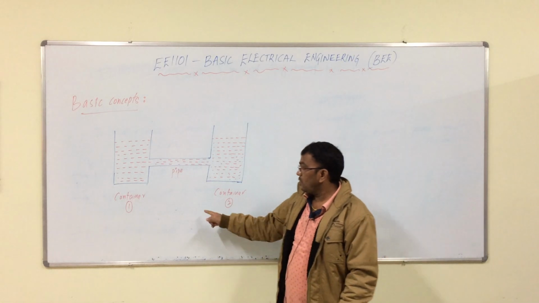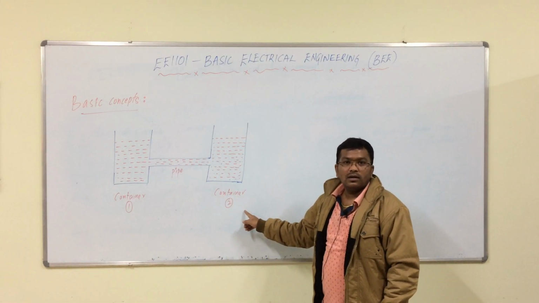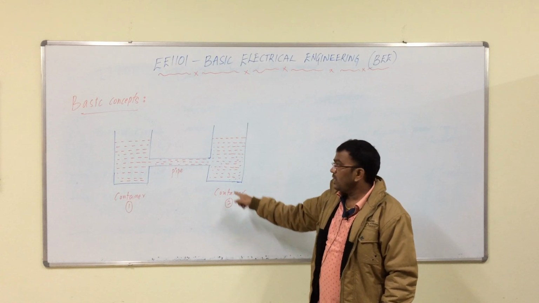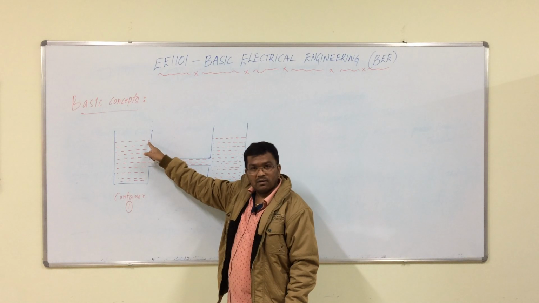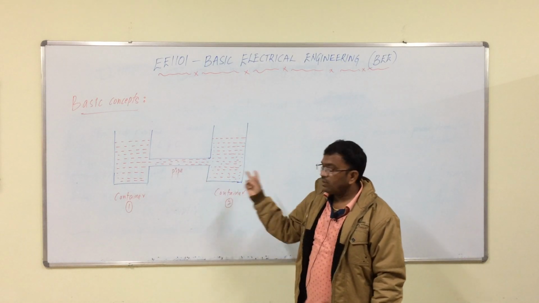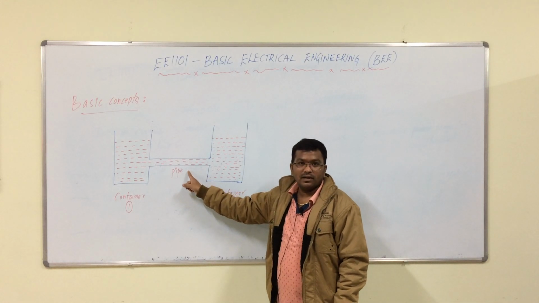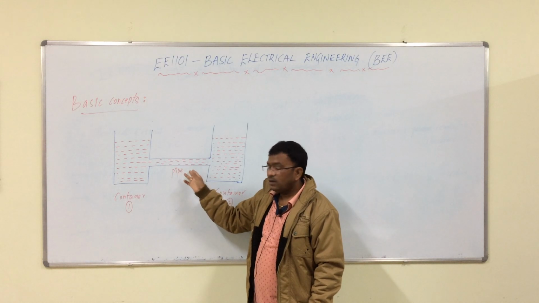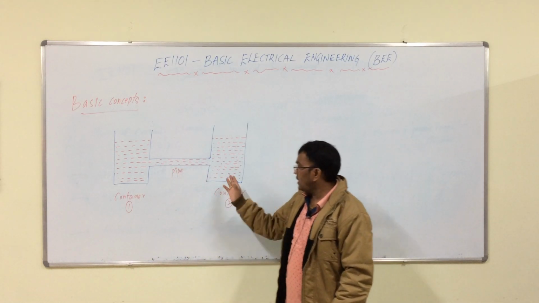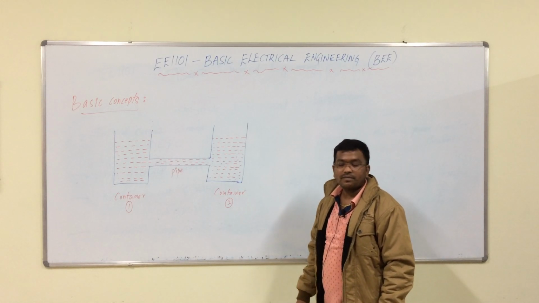So, I am considering here two containers, container 1 and container 2. These two containers have equal water levels, and in between these two containers I am arranging a pipe. Between these two containers I am providing a pipe which can carry the water from this container to that container or that container to this container.